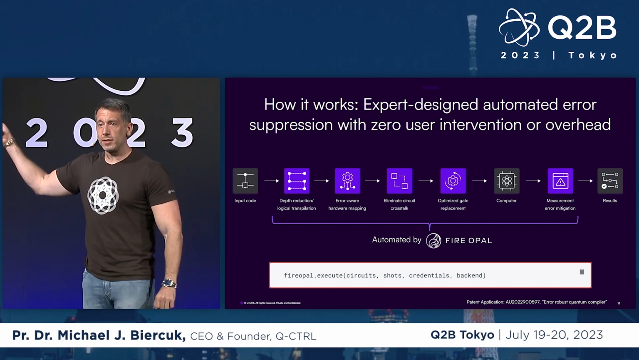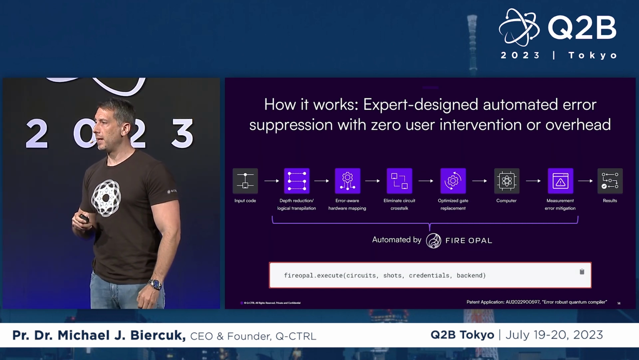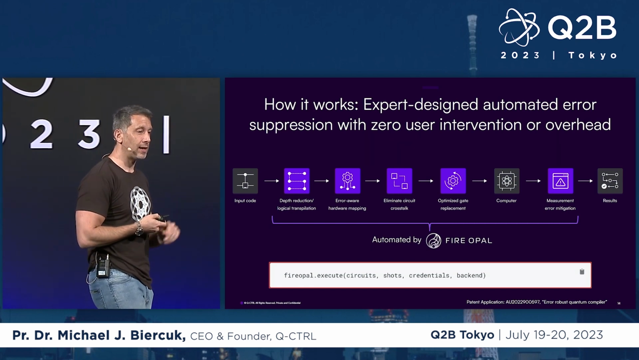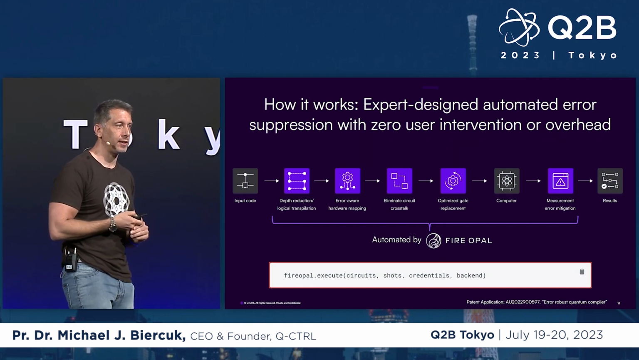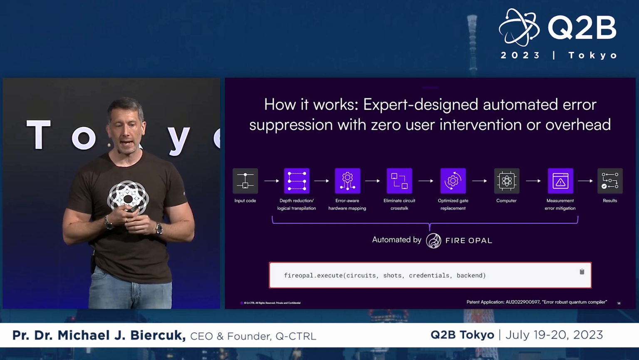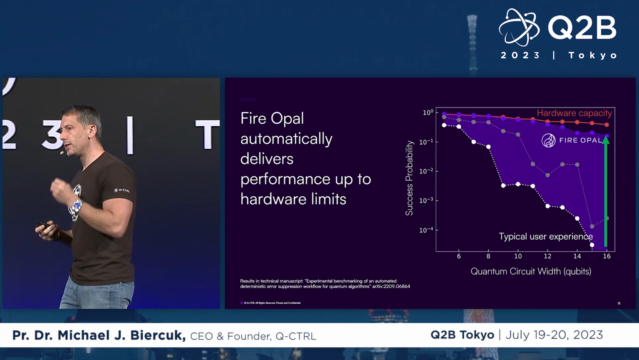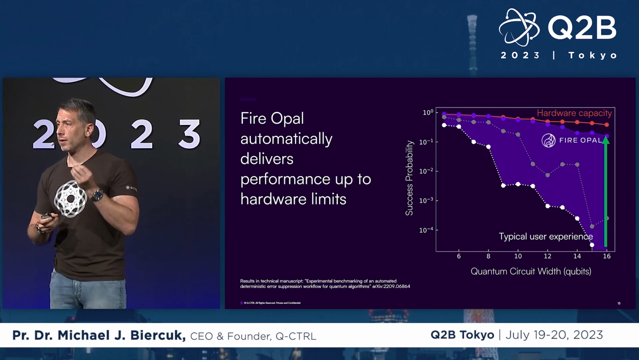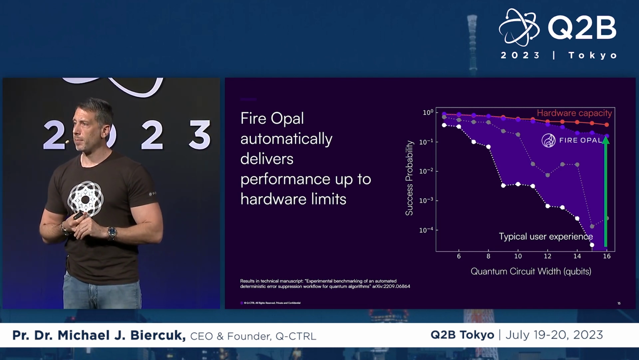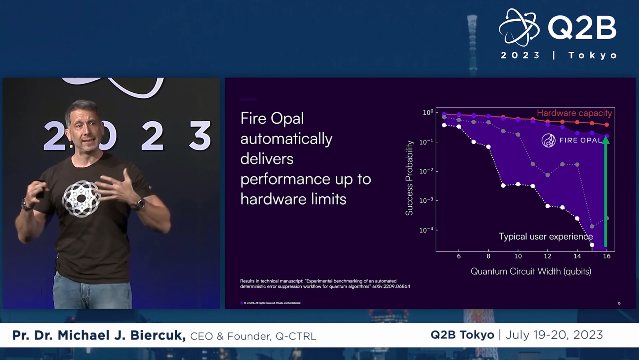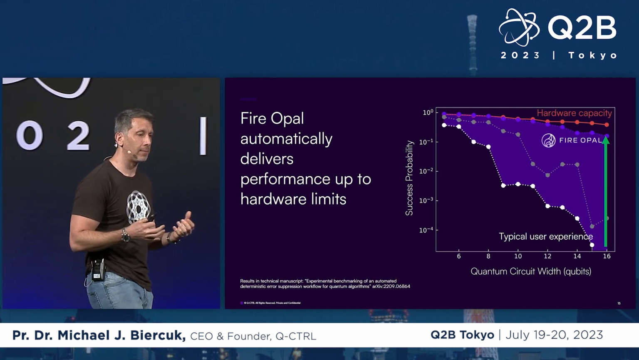All of these things would typically be the topic of a PhD. But for us, it is delivered as one line of code, fireopal.execute, for you to operate with any algorithm of your choice. When you use this, you're able to recover all of the lost performance that is effectively hidden by noise and error. It is latent performance in the hardware.